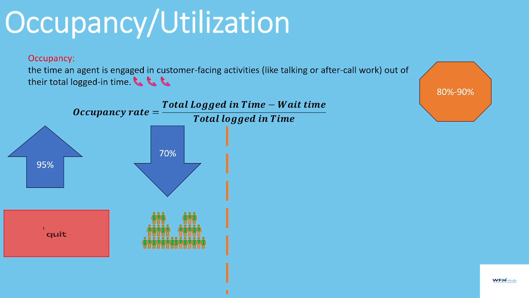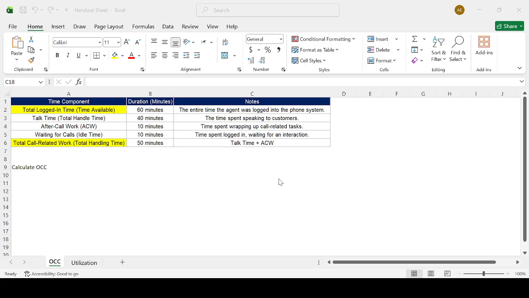So let's have an example right now using an Excel sheet. It's a very easy one. So let's open our Excel sheet. Okay, so we have an example here. It says we have some data like logged in time, which is 60 minutes. We have talk time, which is 40 minutes. We have after call work as well, which is 10 minutes. And waiting for a call, wait time, which is 10 minutes.